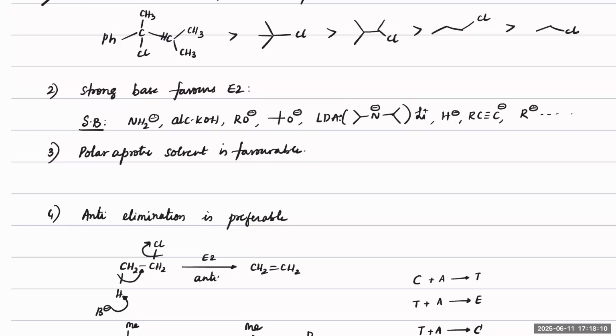E1 is always favorable with weak bases. That's the major difference between those two. Got it? Because a carbocation is formed first, so to keep that carbocation formed, you will give some time to it.